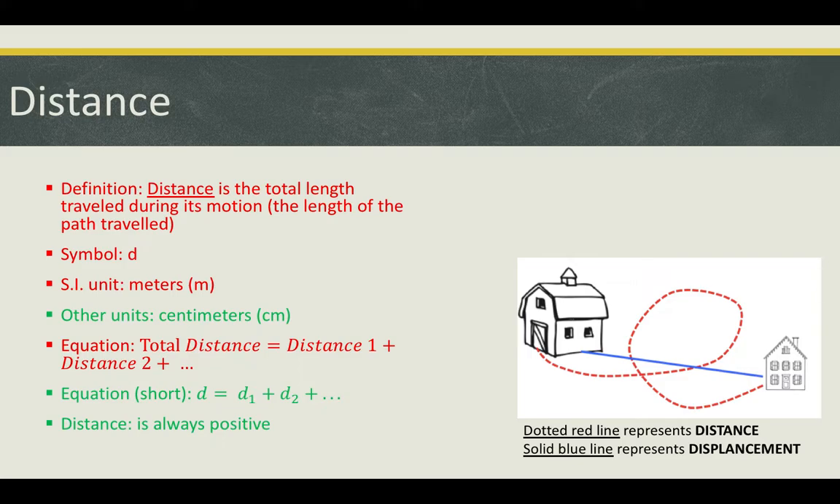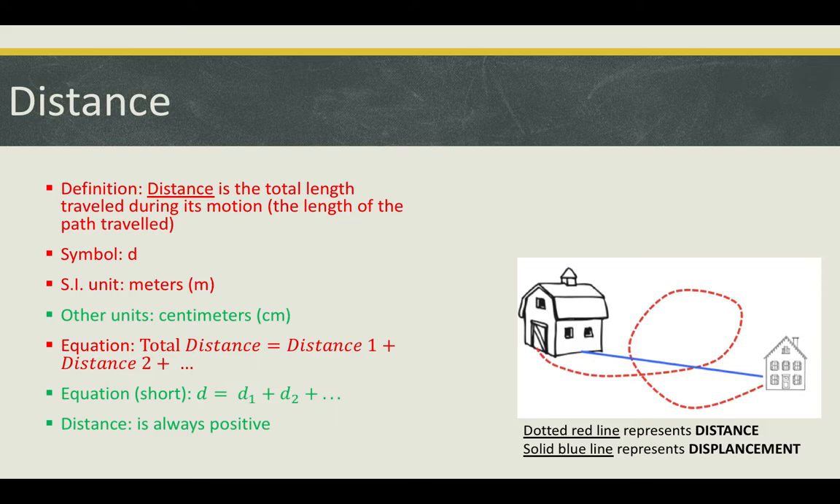So next, let's talk about distance. Distance in physics is the total length of the path traveled. So it's how far something moved altogether. And the symbol for it is a lowercase d. Our SI unit for it will be meters, m, and the other unit will be centimeters as well. The equation will be total distance is equal to distance 1 plus distance 2 plus distance 3, or as many chunks as you need to cover the whole distance that an object moved. A key thing about distance that makes it different than displacement is that distance is always positive.